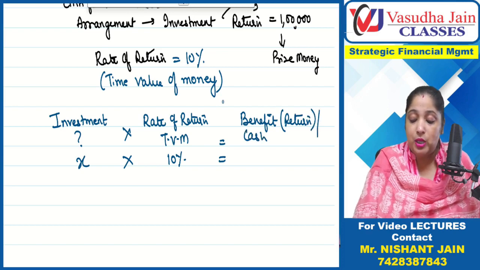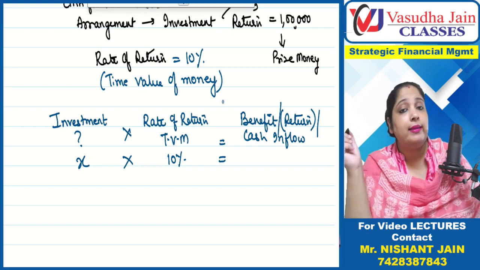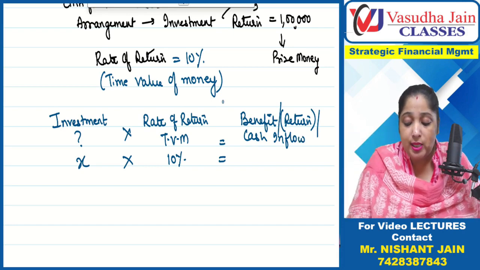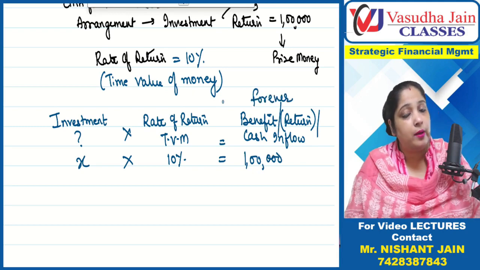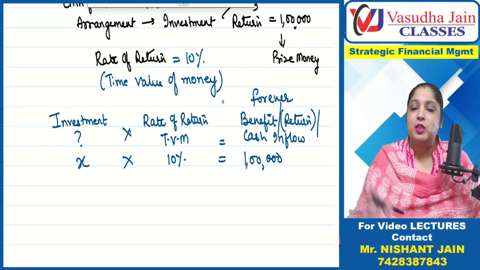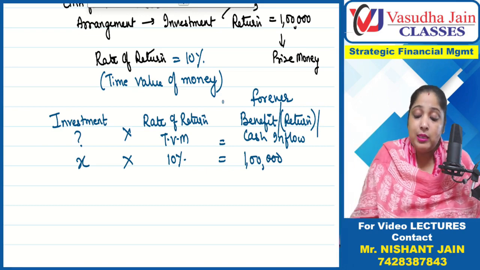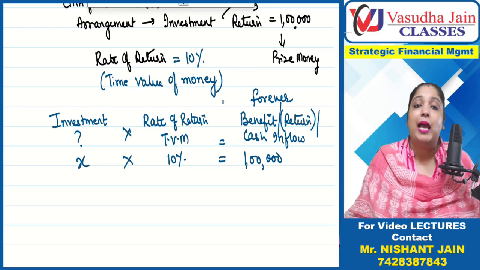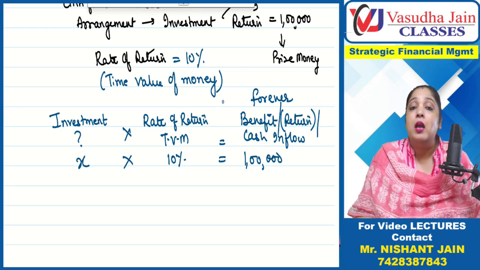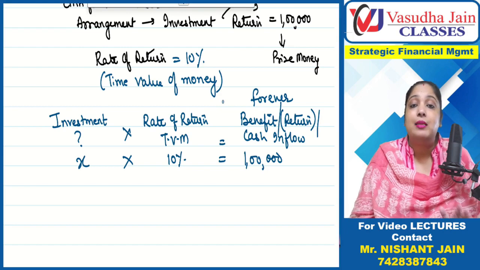inflow, every year. These are all words which I am going to use. Until how many years do I want this 1 lakh rupees? I want it forever, so I have to make the investment forever. Not a problem, I will make that investment and forget. So this cash inflow will come forever. I want 1 lakh rupees, and the bank is offering a rate of return of 10%.